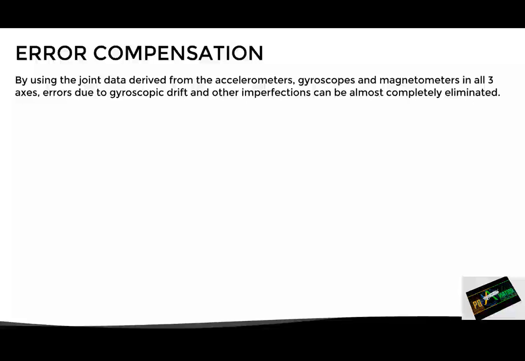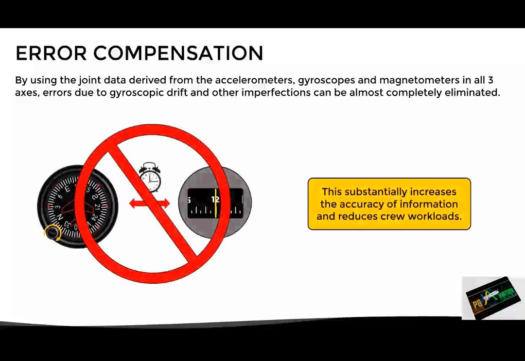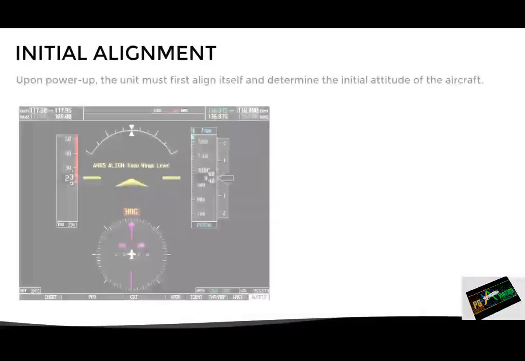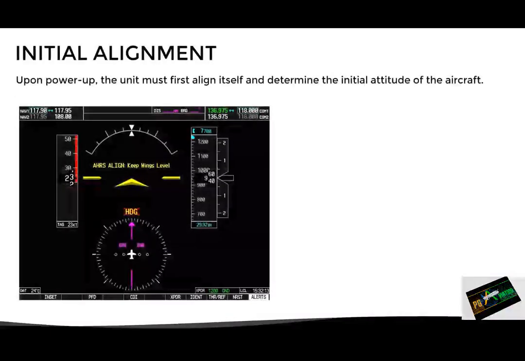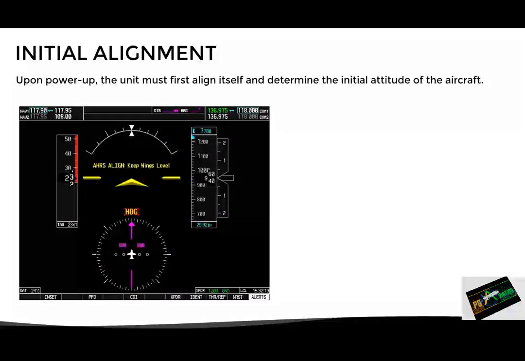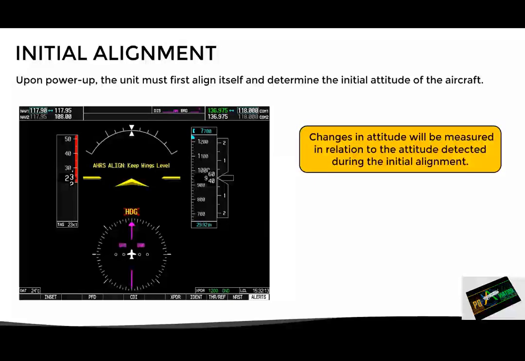This substantially increases the accuracy of information and reduces crew workloads, since it is not necessary to perform manual corrections. Now, in order for the AHRS sensors to function properly, an initial alignment is required. The purpose of this initial alignment is to determine the attitude of the aircraft when it is on the ground, since changes in attitude will be measured in relation to the attitude detected during this initial alignment. This process normally takes a few seconds.